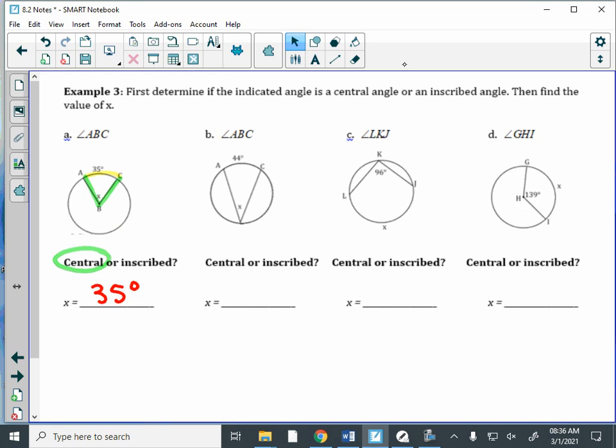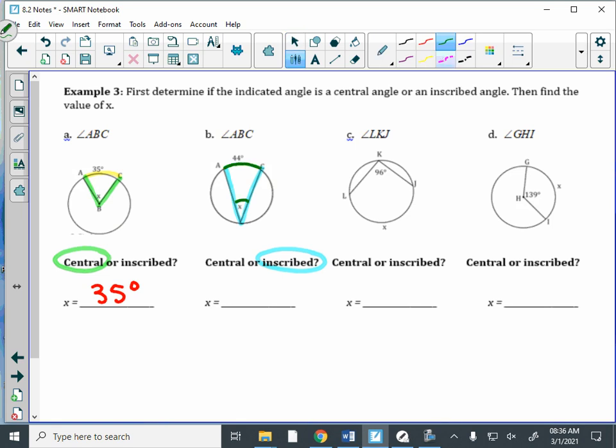If we take a look at B, here's the angle. We need to identify this angle. The B got cut off, but it's ABC. Is it central or inscribed? Inscribed. And we want to find the angle. So we're going from big arc to smaller angle.